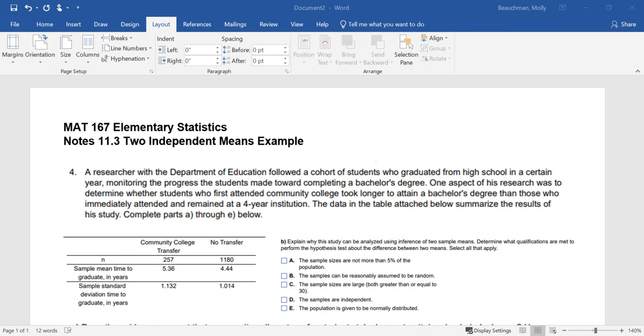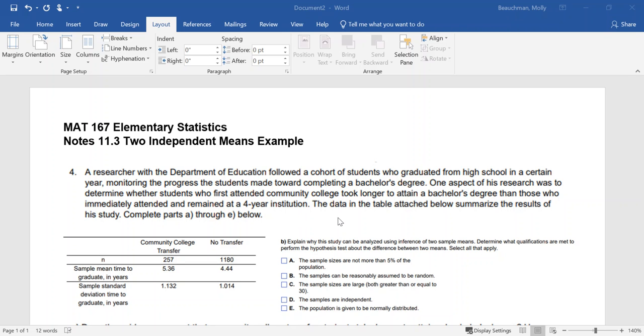In this video, we're going to take a look at a two independent means example. A researcher with the Department of Education followed a cohort of students who graduated from high school in a certain year, monitoring the progress the students made towards completing a bachelor's degree. One aspect of his research was to determine whether students who first attended community college took longer to attain a bachelor's degree than those who immediately attended and remained at a four-year institution.